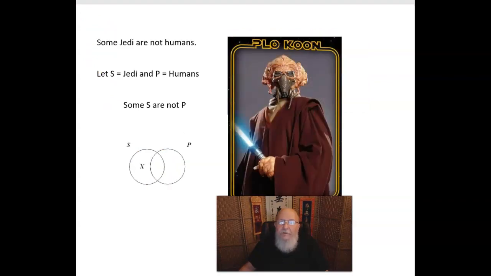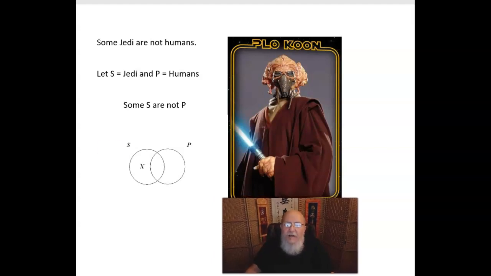And finally, we have some Jedi are not humans. If we let S equal Jedi and P equal humans, we have the universal form, some S are not P. And we indicate that by saying there's at least one S that's not a P. And we know some Jedi are not humans. Here's the great Plo Koon, one of my favorite Jedi, who is not human, right? But he's a Jedi.